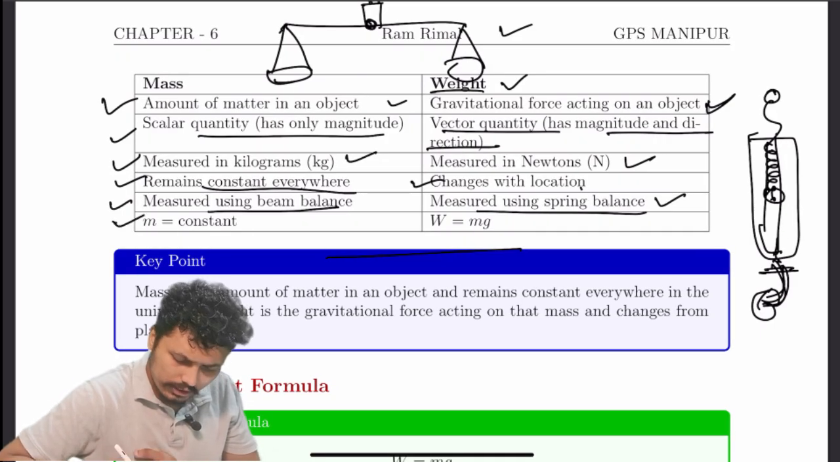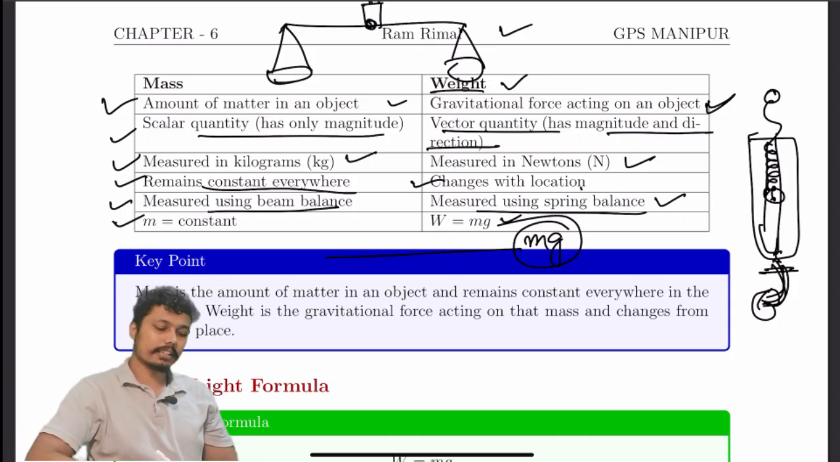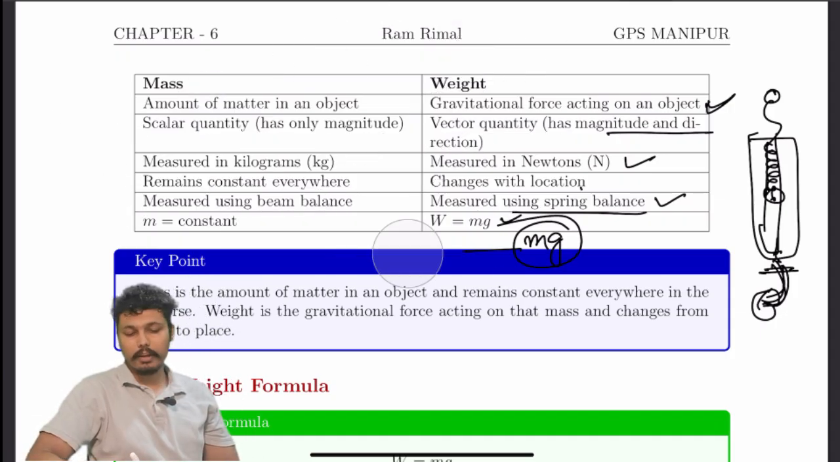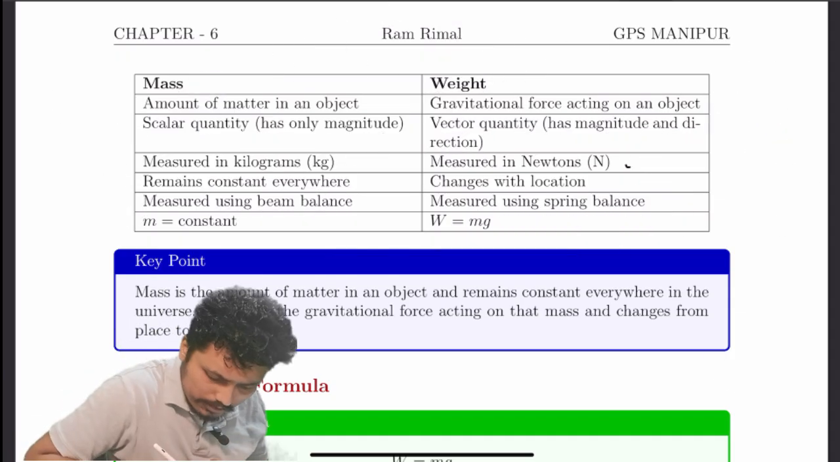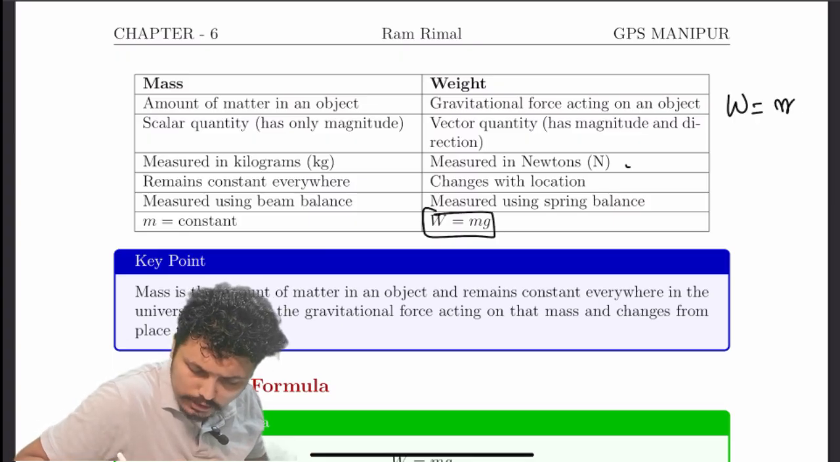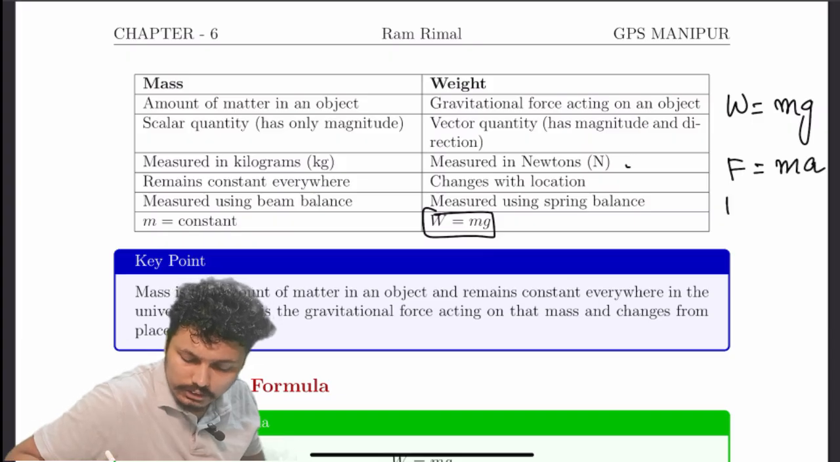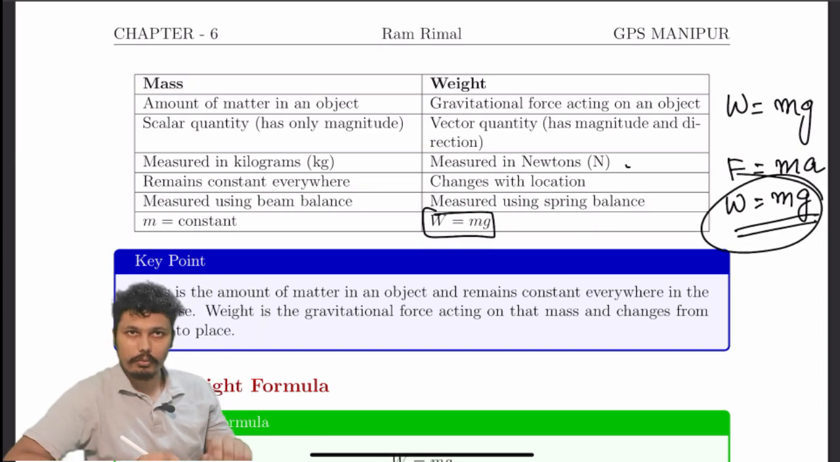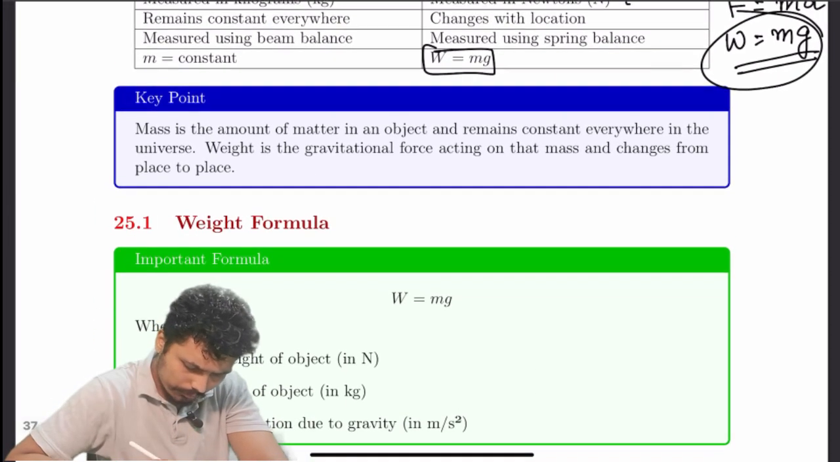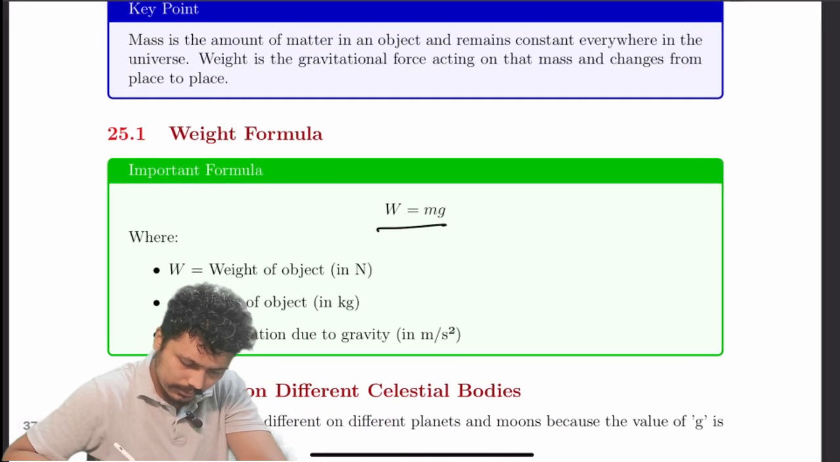So m is constant. Weight depends upon mass and gravitational force. W is equal to mg. Sir, where does W equal to mg come from? It comes from force is equal to mass into acceleration. Force is weight here, mass is mass, and g is the acceleration due to gravity. So the weight formula is W equal to mg.